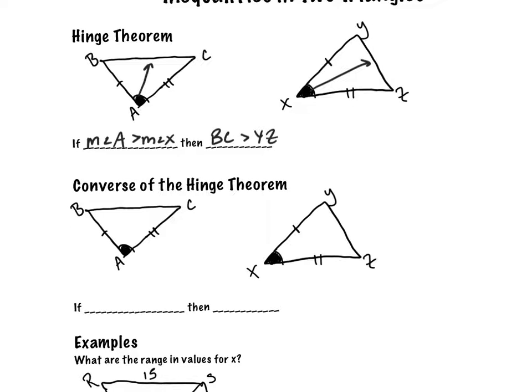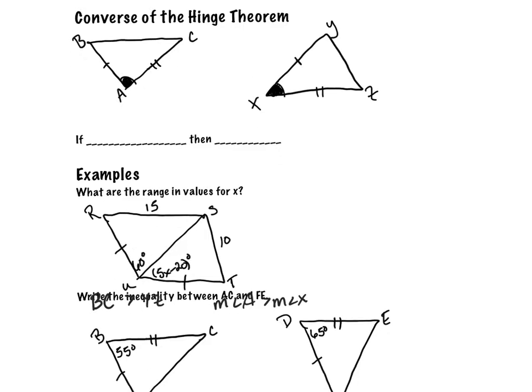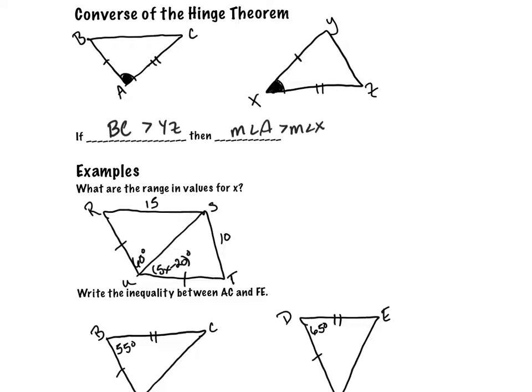It also works backwards, right? So if you know something about the side length, if you know that BC is greater than YZ, then A has to be greater than X. It's a very similar kind of thing to Thursday, except for now we're just looking at two triangles. All these little alligator signs really getting me here. Okay. So let's look at a couple of examples.